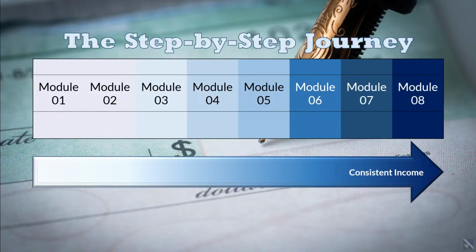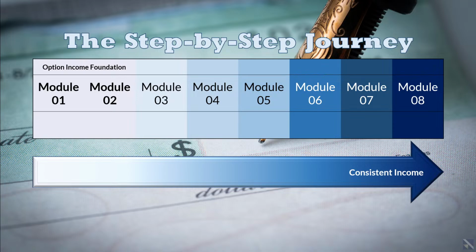Now the course is 8 modules long, and we made it so each module builds on the one prior. The first 2 are going to lay the foundation, and then the other 6 are going to teach you the 6-step system, step by step. By the time you're done, you're going to have that full, complete system for income.